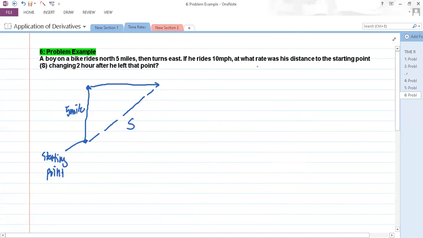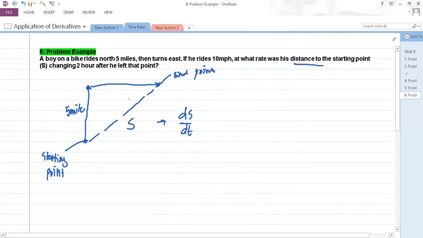Okay, so this is the distance to the point changing. So at what rate? Ang hahanapin natin is the ds with respect to time. So at what rate was his distance to the starting point changing after 2 hours after he left that point? So ito yung end point niya.